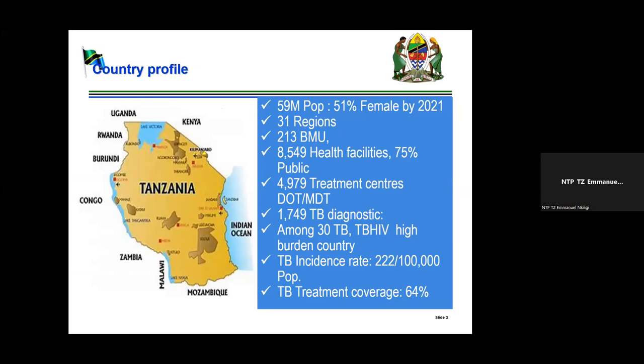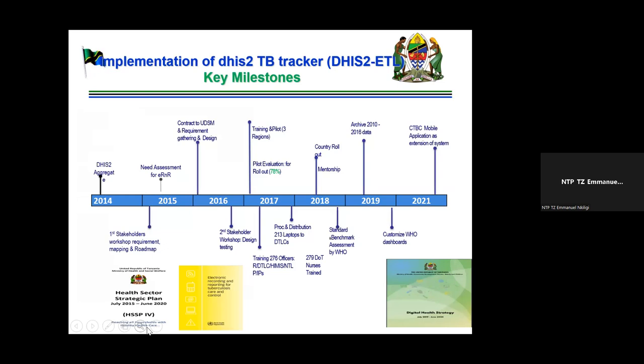Tanzania is a country in East Africa with a population of 9 people, and among the third high TB burden countries. On the implementation of the TB tracker, we went through some steps and put some key milestones during the implementation and the improvement. The improvement of the system is still going on, as some of the components are not yet included.